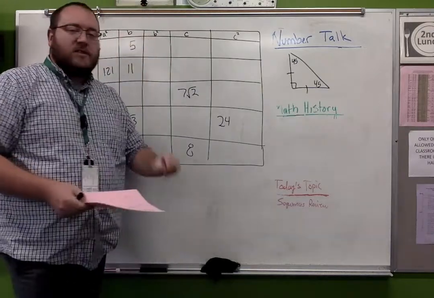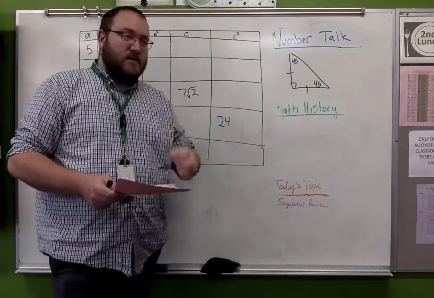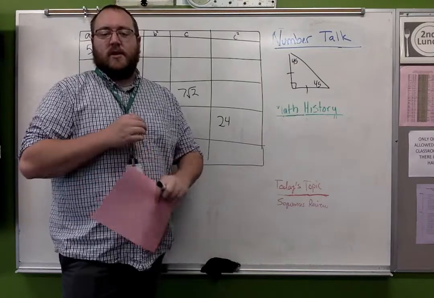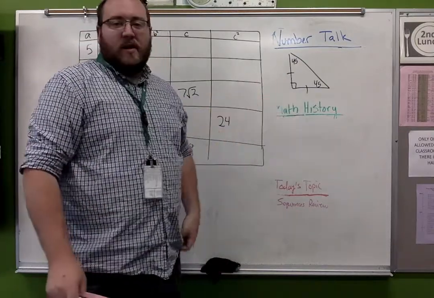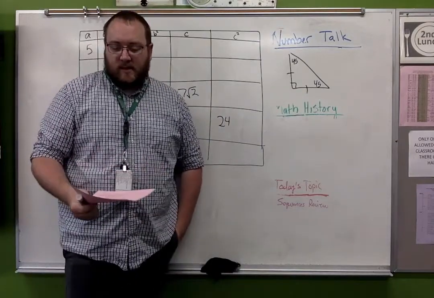Now we're going to talk about two special right triangles. We call them special because their angles are most commonly used in trigonometry. So we're going to talk about 45, 45, 90. And we're going to talk about a 30, 60, 90. I don't have that drawn up yet because that's going to come next.